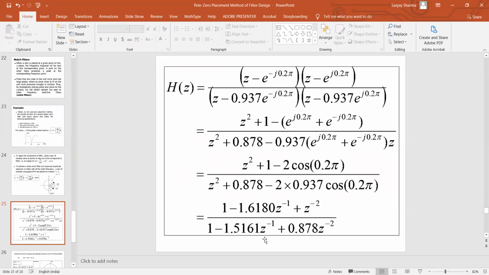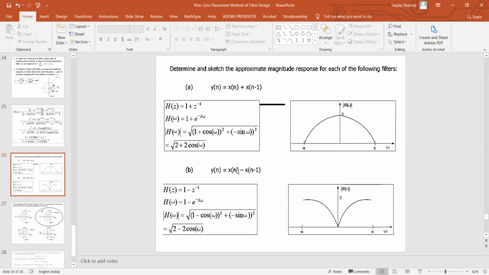Now this will be the transfer function of the notch filter. If you implement this transfer function, then your system will become a notch filter that will remove that 50 Hertz frequency. That's how the design is done for the various systems. Okay, let us look at more systems.